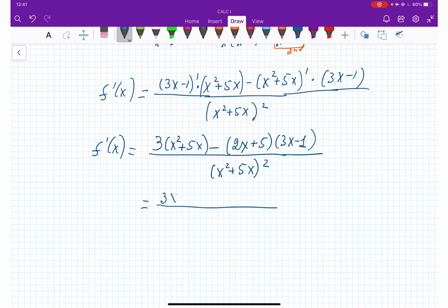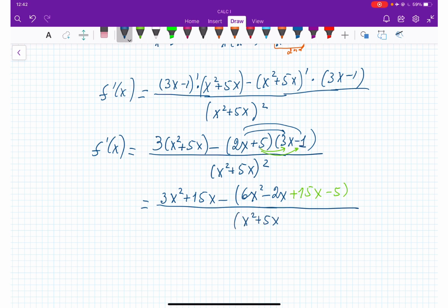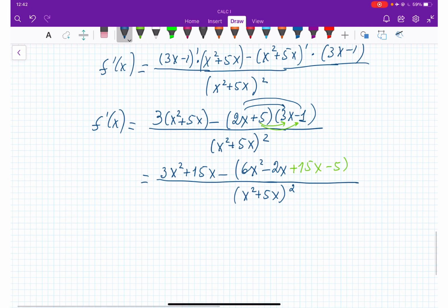So 3x squared plus 15x minus 12x times 3x, it's going to be 6x squared. 2x times negative 1 is going to be negative 2x. And then 5 times 3x, it's going to be 15x. And 5 times negative 5, it's going to be negative 5. Divided by x squared plus 5x to the power 2. All right? Let's simplify further.